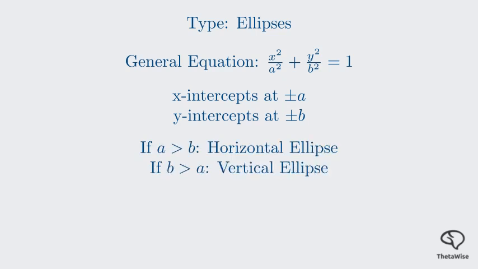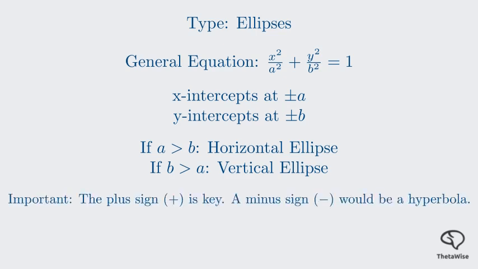If a is greater than b, the ellipse is horizontally elongated, or wider than it is tall. If b is greater than a, it is vertically elongated, or taller than it is wide. Here's an important point to remember. The defining feature of an ellipse's equation is the plus sign between the two square terms. If this sign were a minus, it wouldn't be an ellipse at all. It would be a hyperbola.